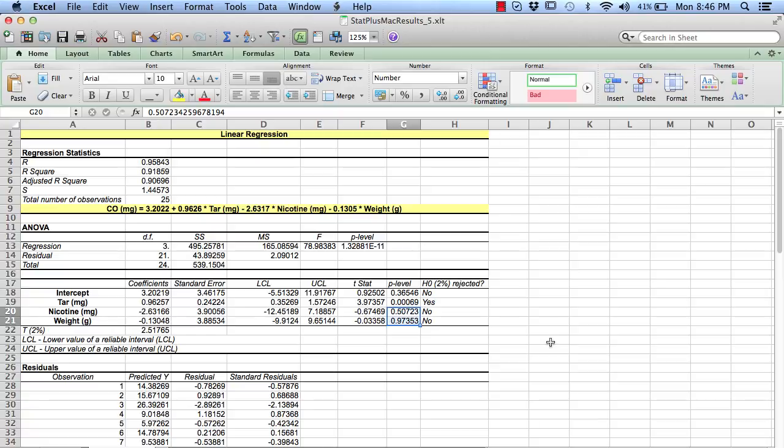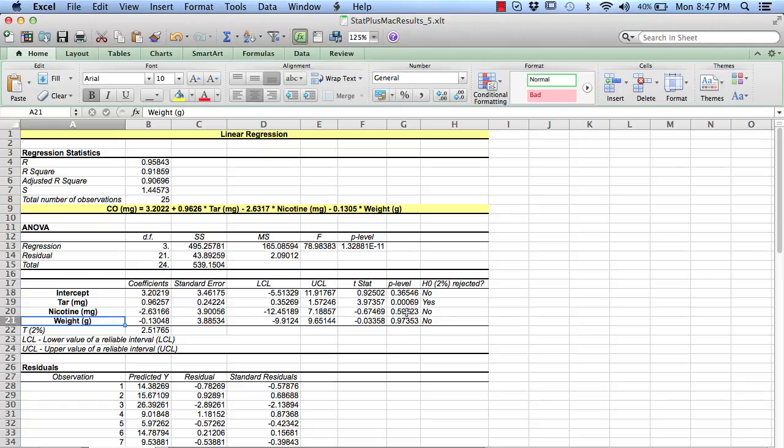So what that indicates is that tar is the most influential of the three variables on CO output. However, it could be the case that if we run this multiple regression again with only two independent variables, so for instance with just tar and nicotine or just tar and weight together, we want to include tar in there because we know that it's significant. But if we drop one of nicotine or weight, so let's say that we throw weight out and just do tar and nicotine, it could be the case that when we just have those two independent variables, nicotine suddenly becomes significant.